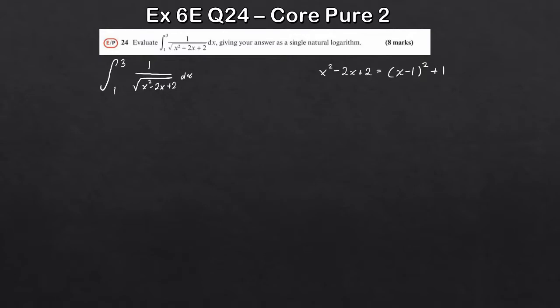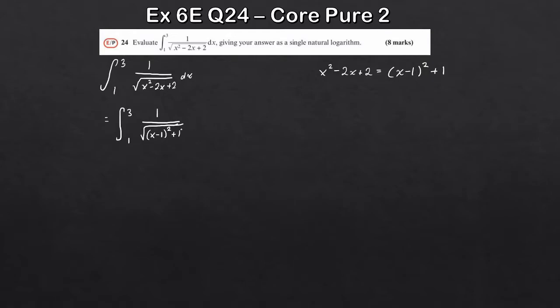Now, because it's of this format, we can rewrite this integral. So this will be the integral between 3 and 1 of 1 over the square root of x minus 1 squared plus 1. Now, you've got to use your formula book at this point, unless you've got them memorised by heart, having done enough of these questions. As long as you've got it memorised, that's all that matters. Or you can use the formula book.